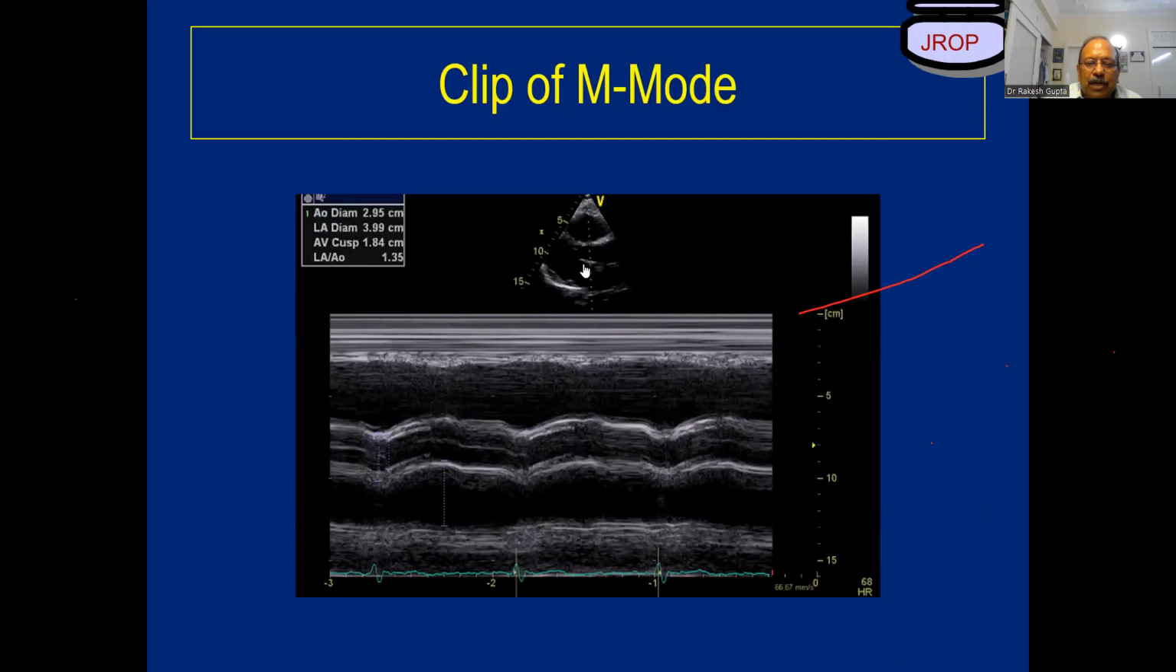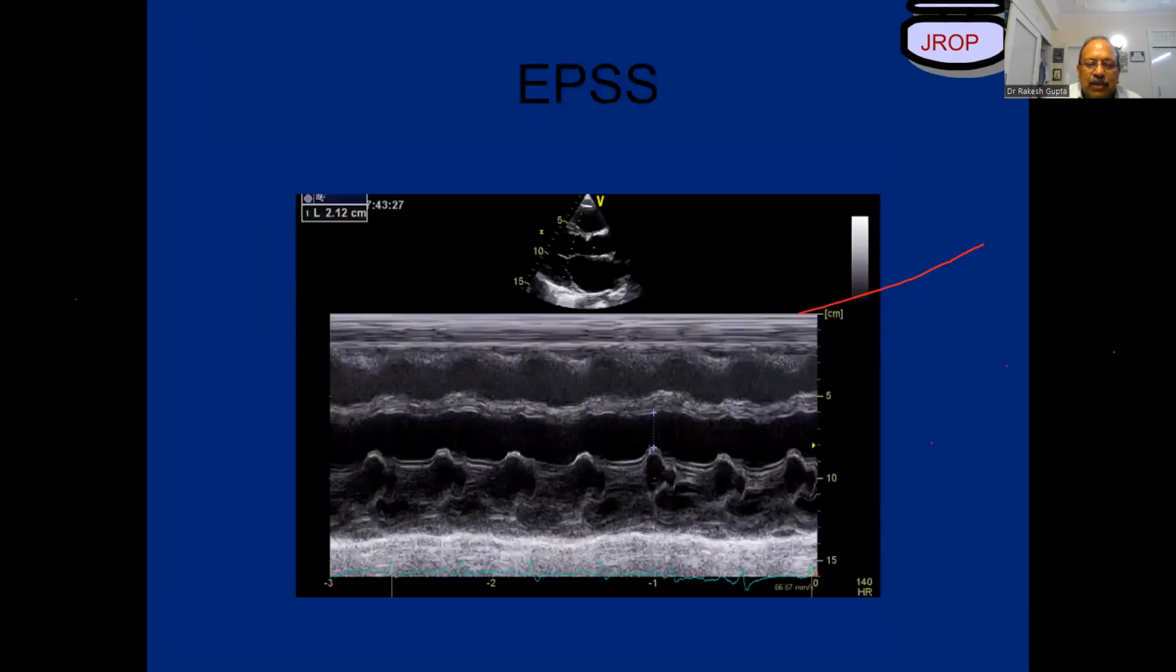If you move this cursor from the aorta to the tip of the mitral valve leaflets, what you will get is the mitral valve opening and closing. And this is the E point septal separation, where the E point is over here, where the mitral valve is opened up. This is the interventricular septum. Whenever the LV dilates, look at the tip of the mitral valve leaflets, this separation becomes dilated. It's more than 7 millimeter in size. So it's 2.2, it means LV is dilated.